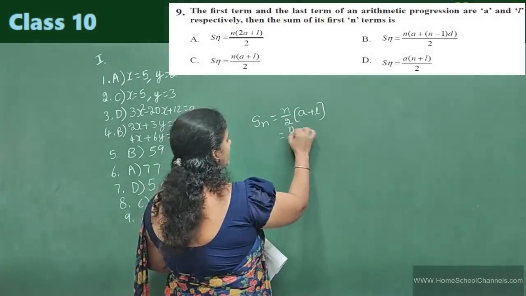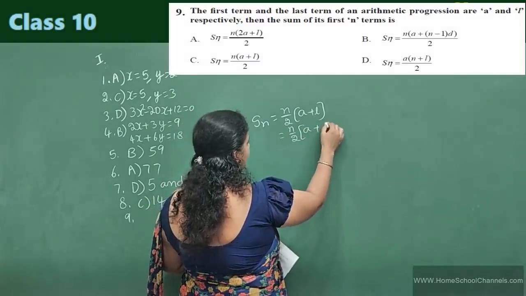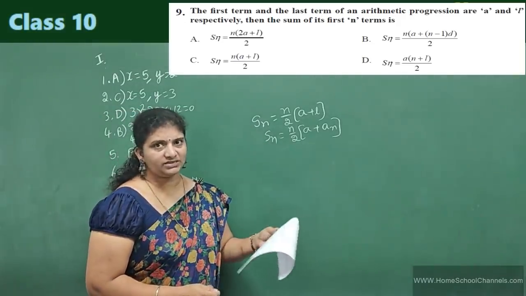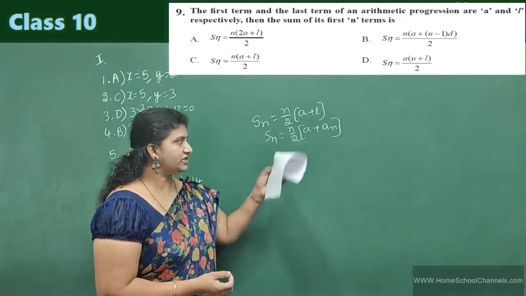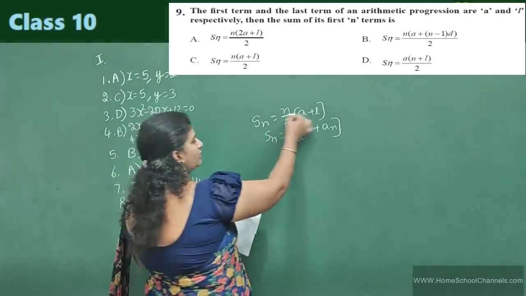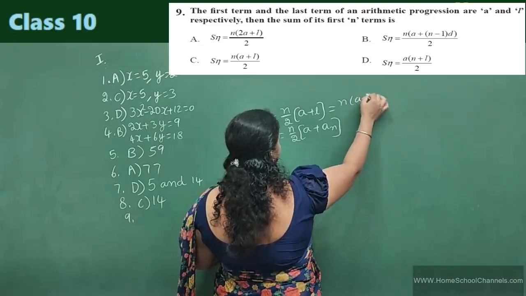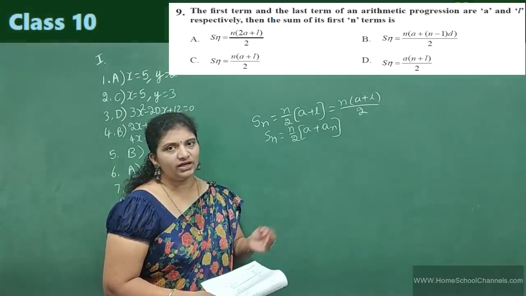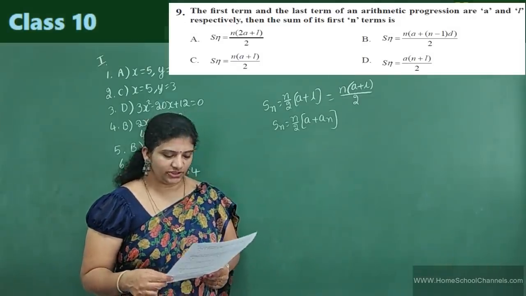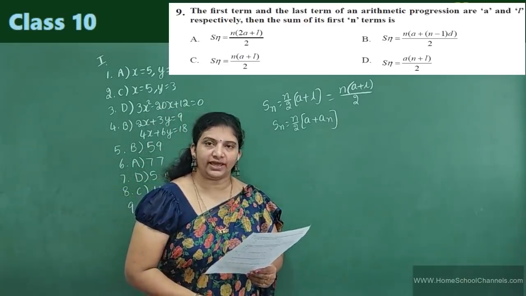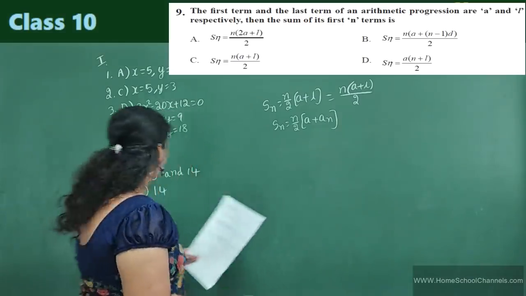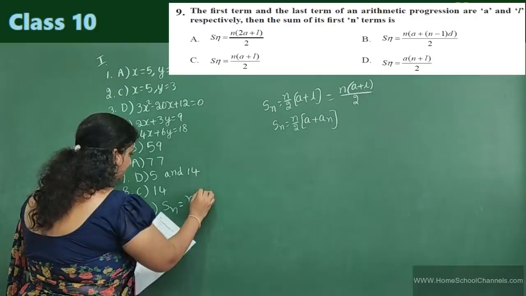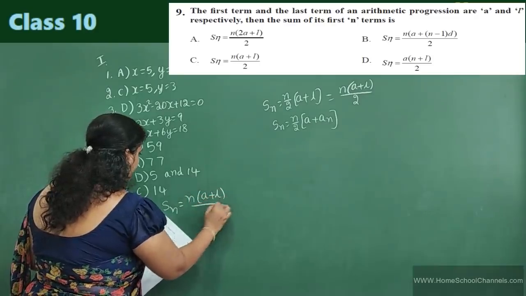And they may give it in this way also: A plus the last term, which is nothing but An. Either of these formulas they may ask you. So let's go with the options. Which option is the right answer? Look here, they have given it in this form: N into (A plus L) by 2. Anyway, they can give this formula in your choice. So let's see the option here. Option C, Sn is equal to N into (A plus L) by 2. Ninth one, option C.